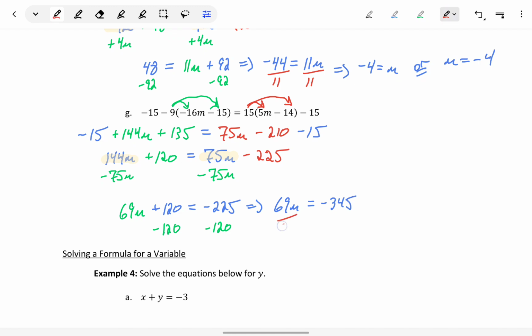And then our last step will be to divide both sides by that coefficient in front of the variable. So we'll divide both sides by 69, leaving us with m is equal to negative 5 as our solution.